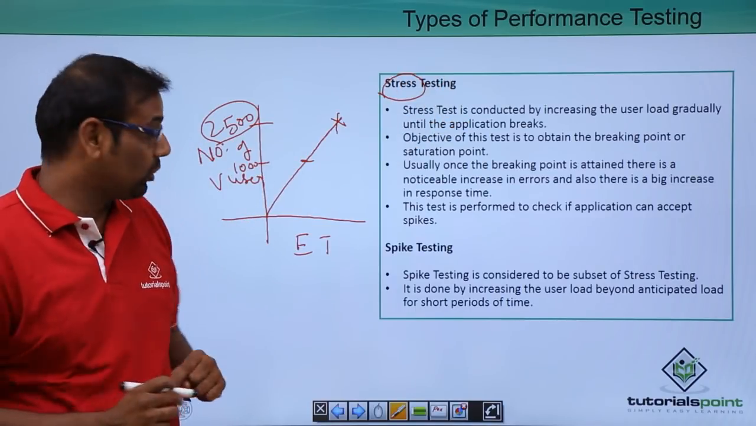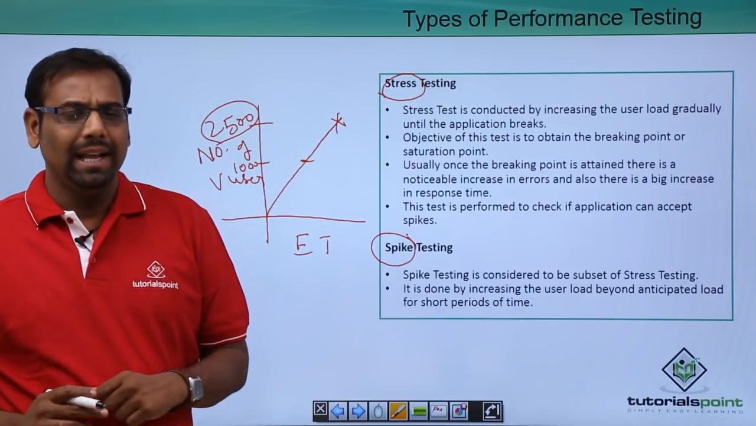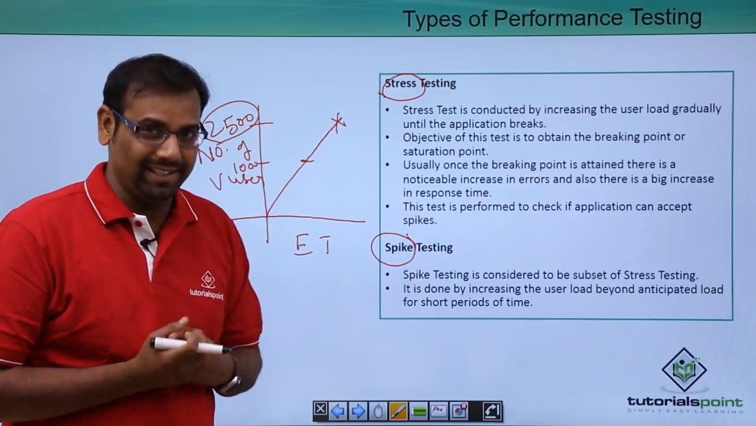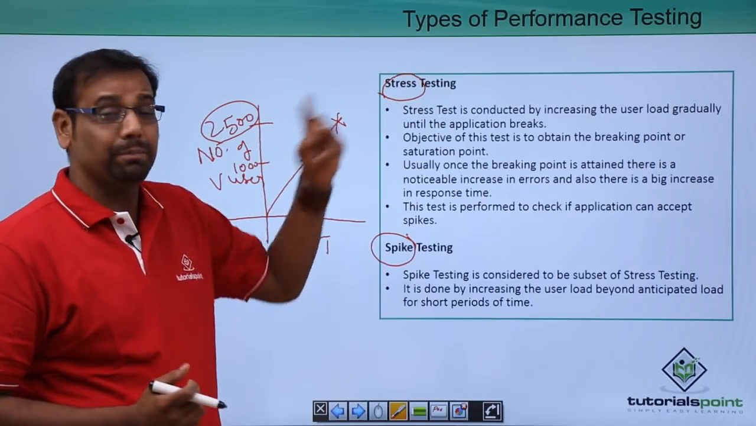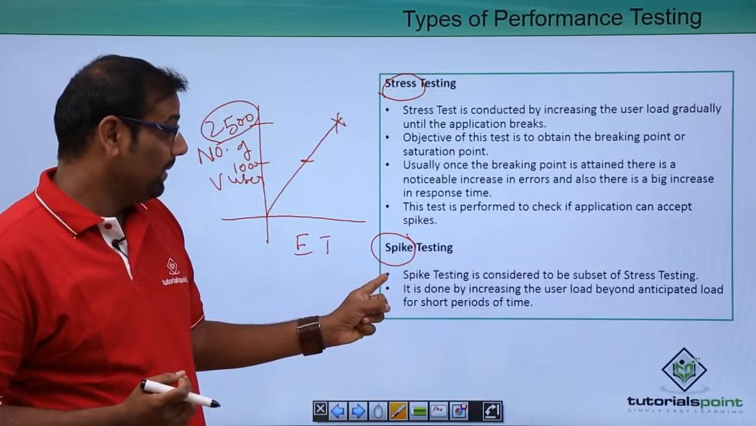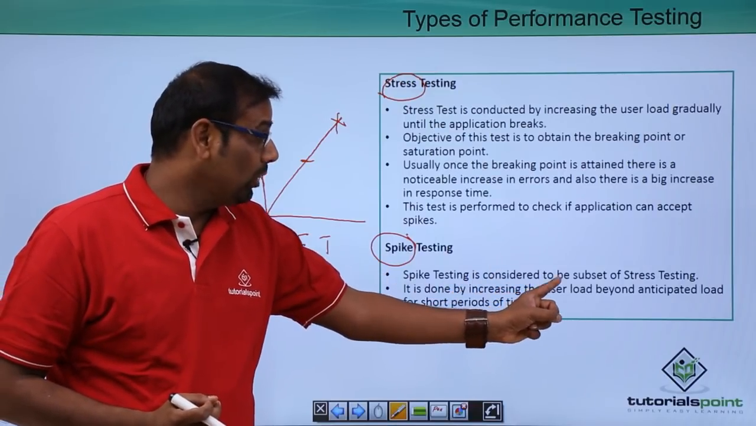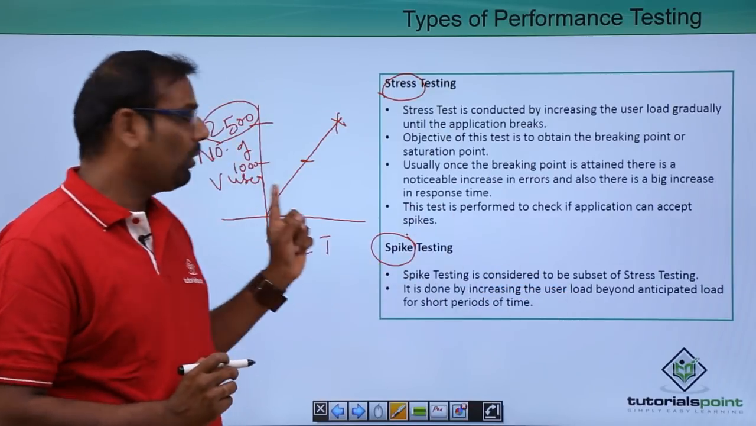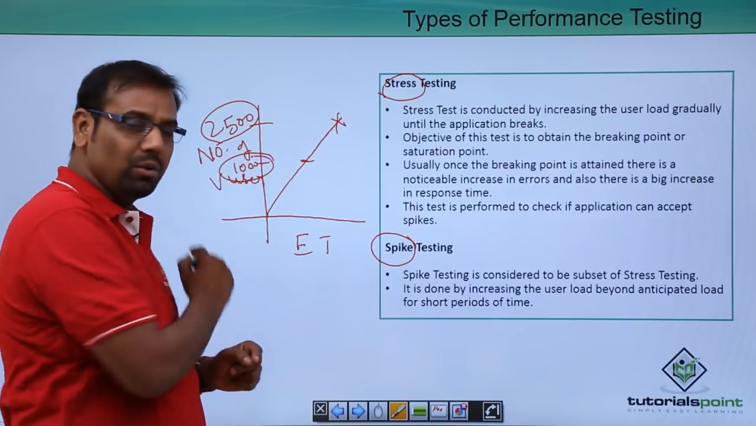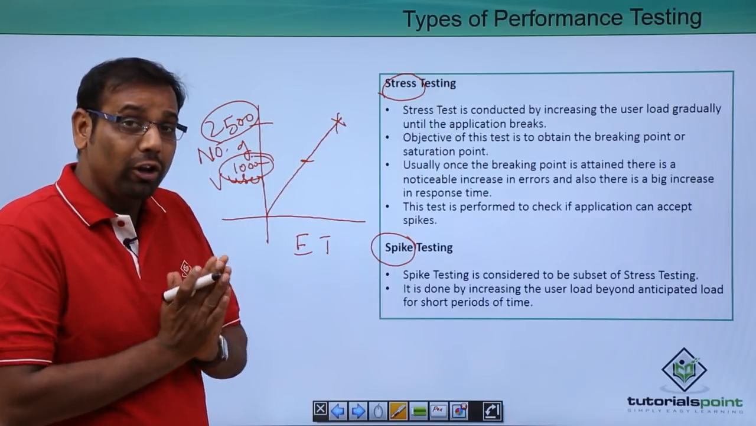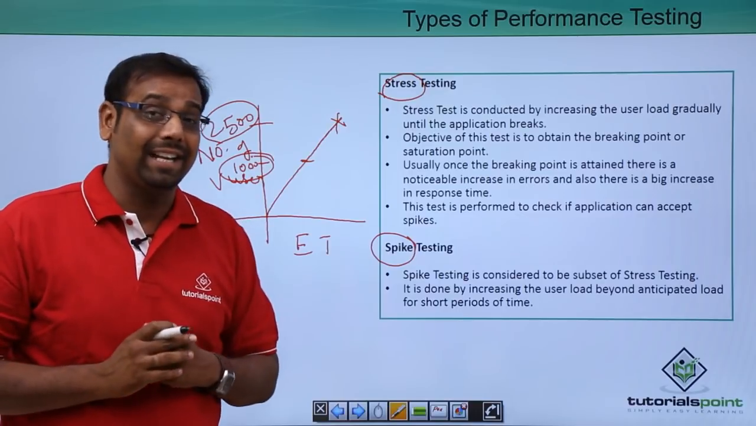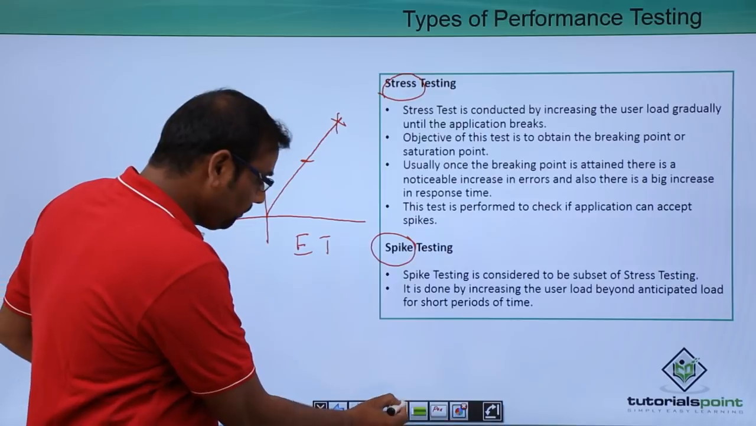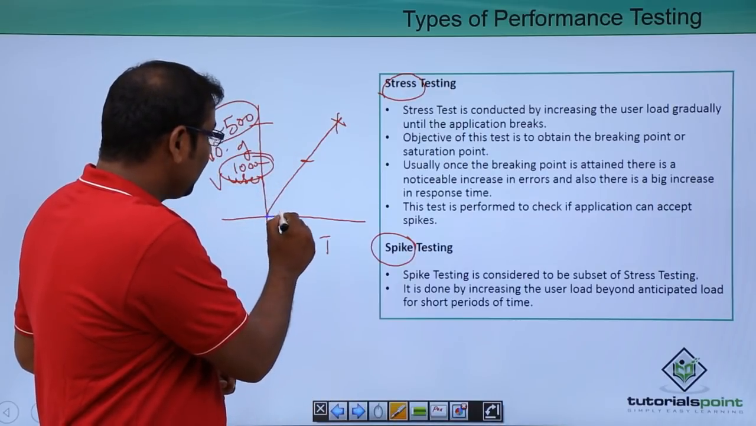Now, there is one more test called the spike test. Typically, the spike test is a subset of the stress test. It is done by increasing the user load beyond the anticipated load for a short period of time. What is the anticipated load for us here? The anticipated load is the 1000 users. So you're going to apply a load more than this anticipated load for a very short period of time. Okay. So the spike test will be something like this.